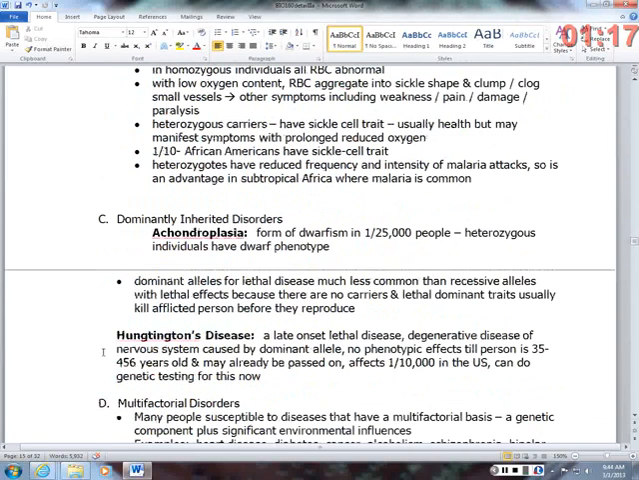So dominantly inherited disorders, there aren't a whole lot of these. Achondroplasia, dwarfism, is in 1 in 25,000 people. So people who are heterozygous will have the dwarf phenotype. The dominant allele for a lethal disease is much less common than recessive diseases, because if it's a lethal disease, it's usually going to kill the person before they have a chance to reproduce.